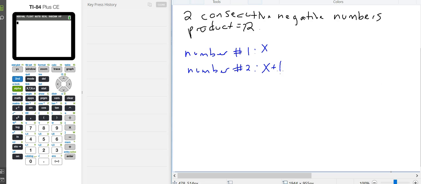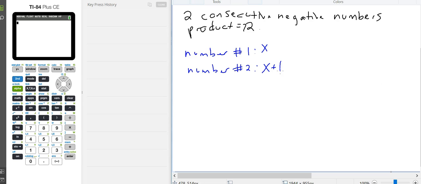Let's say they had said consecutive odd numbers, or consecutive odd integers, we would have to use x and x plus 2, because let's say x is 5, x plus 1 would be 6, which would be an even number, and we want an odd number, so we would have to do x plus 2, which is 5 plus 2, which is 7, which is the consecutive odd integer. So let's go back to this problem.